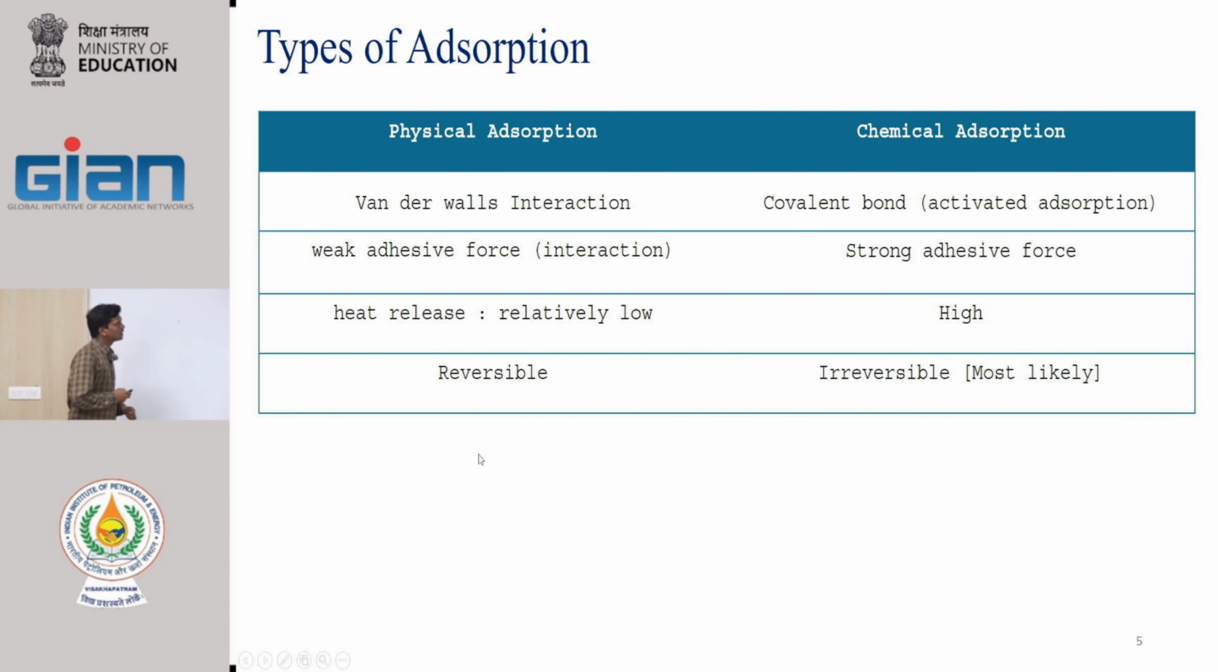Whenever we talk about physical adsorption, we talk about the van der Waals interaction. That means there is only attraction between the surface and the molecules. So that's why they come and adsorb onto the surface, but there is no chemical bond involved in this case.